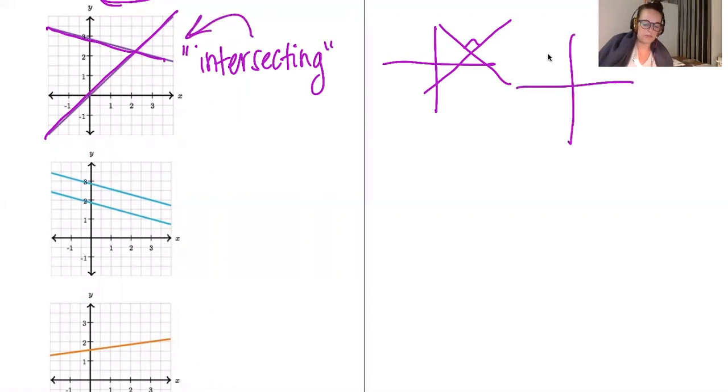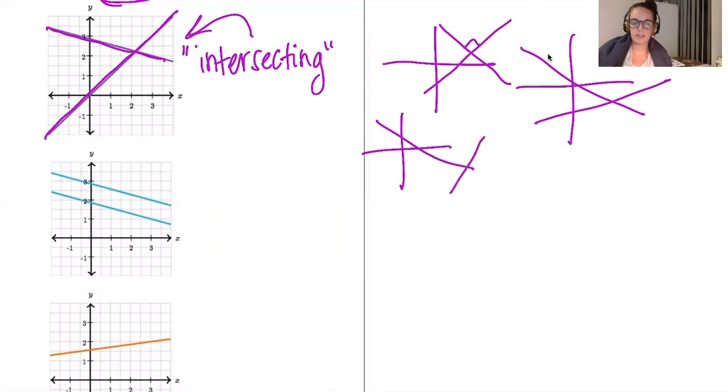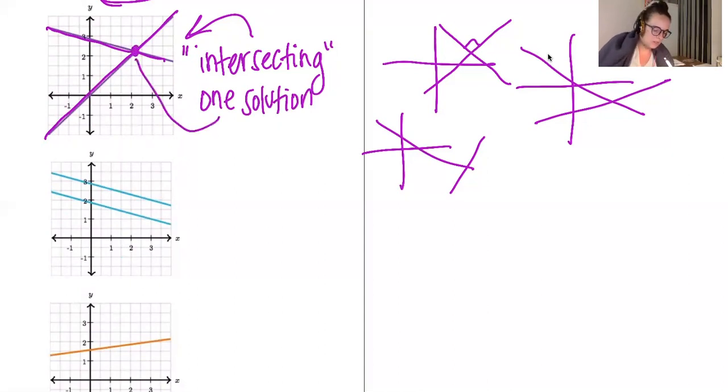So it could look like this, or it could be like this. However it looks, as long as it touches one time, they have one solution. And that solution is right here where they intersect. So their one solution would be right here.